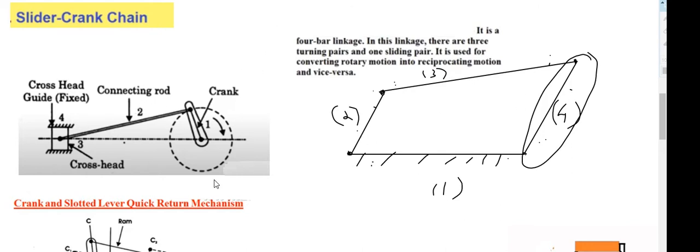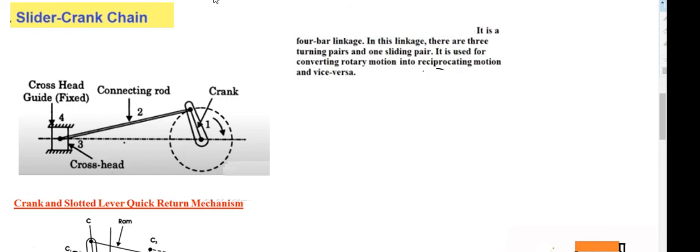You see, the first link, the second link, the third link, and this fixed link, the fourth link, is a turning pair. We replace this turning pair with a sliding pair, and you will get a slider crank mechanism. So a slider crank mechanism basically has 4 components.